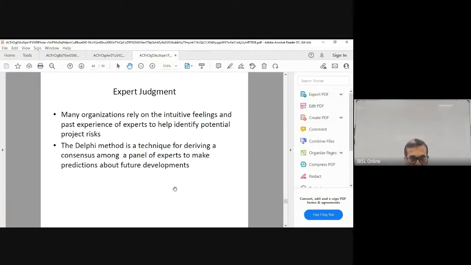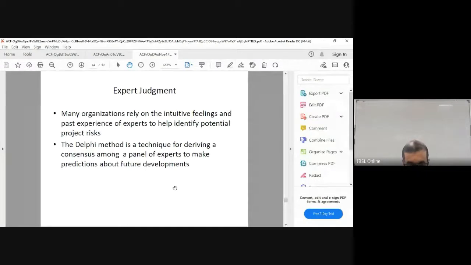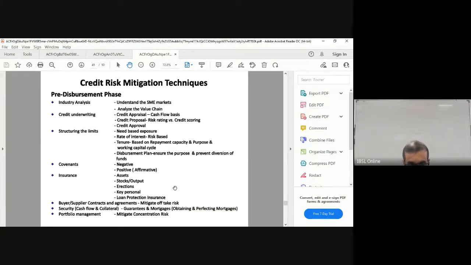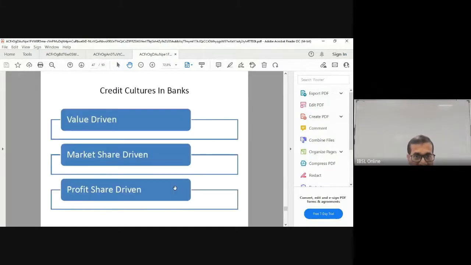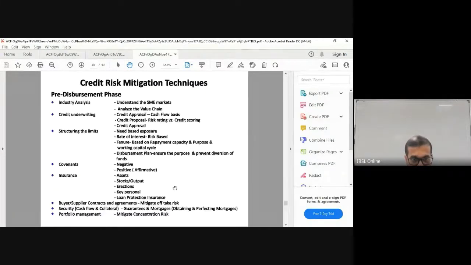Today I will try to wrap up the ongoing session, and I'll take up two more sessions. That is securities in lending and also the credit control mechanism. And to my knowledge, I could not cover this part of the session. That is credit risk mitigation techniques and the credit cultures. Right.